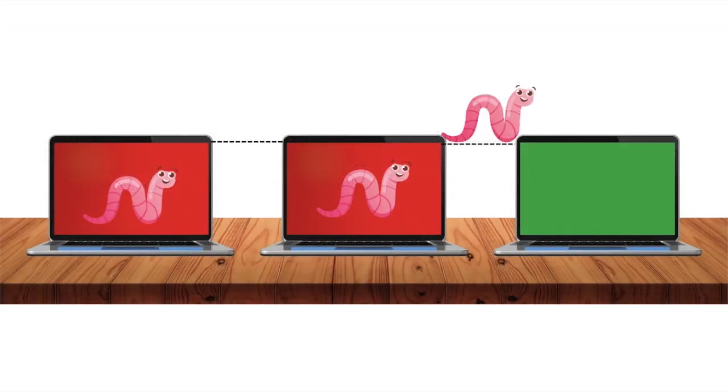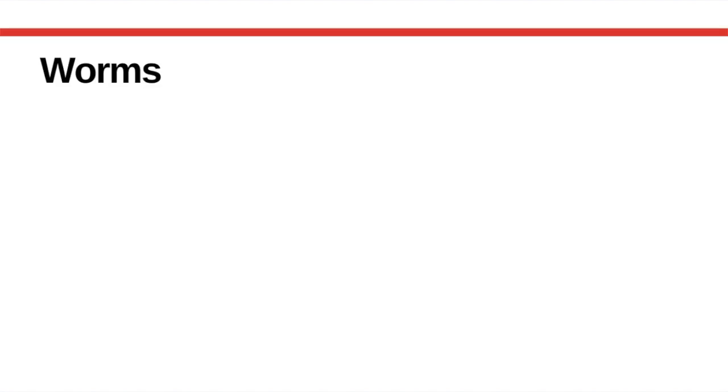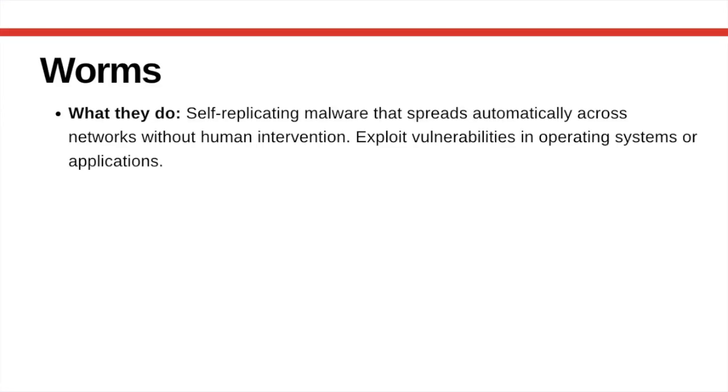Now think of worms as uninvited guests who sneak into your house and start making copies of themselves in every room without you even noticing. Worms spread across networks without any user interaction. Hence, what worms do: self-replicating malware that spreads automatically across networks without human intervention.